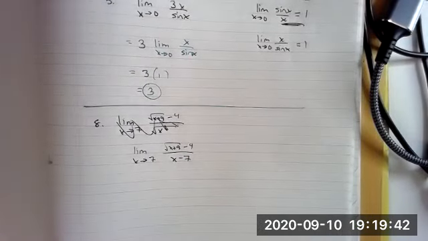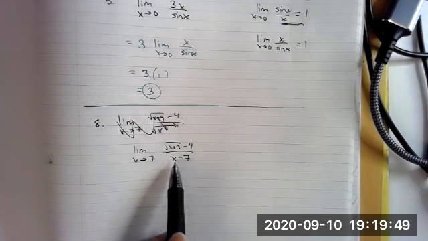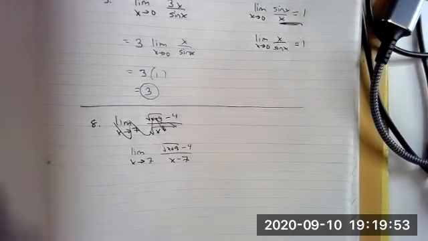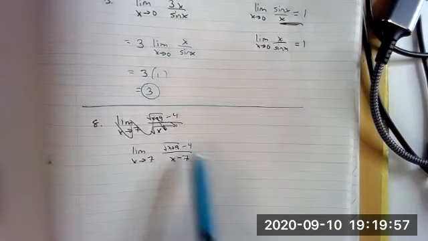Okay, so this is one where if you substitute 7 in, you're going to get a 0 denominator. There's nothing really to factor, right? But what we can do is multiply by the conjugate of the square root of x plus 9 minus 4.